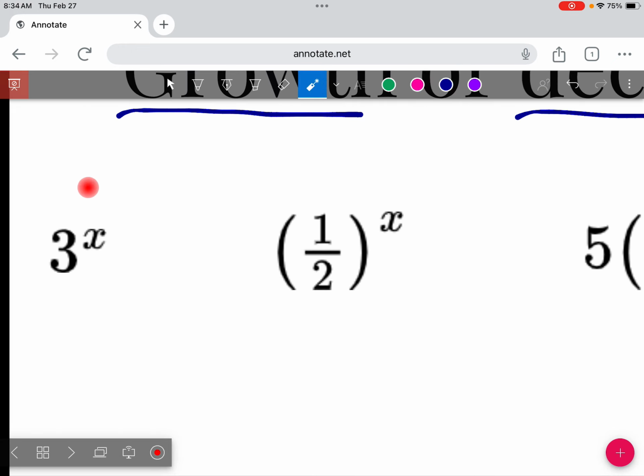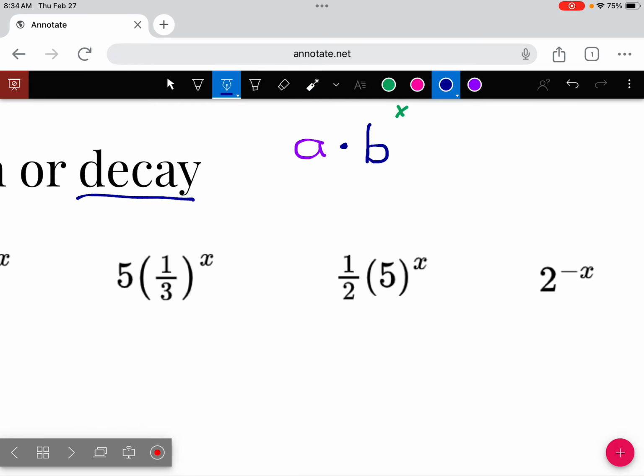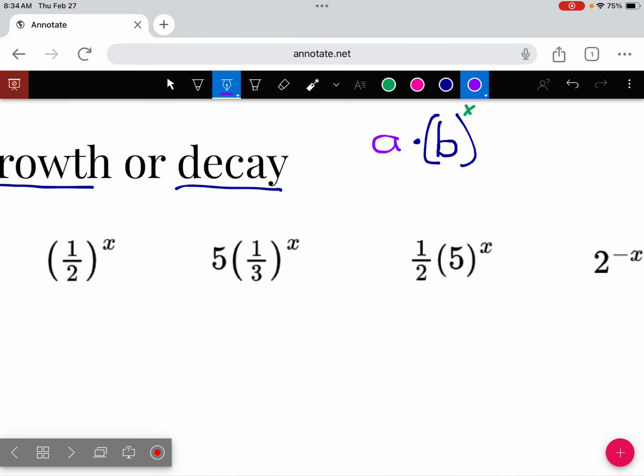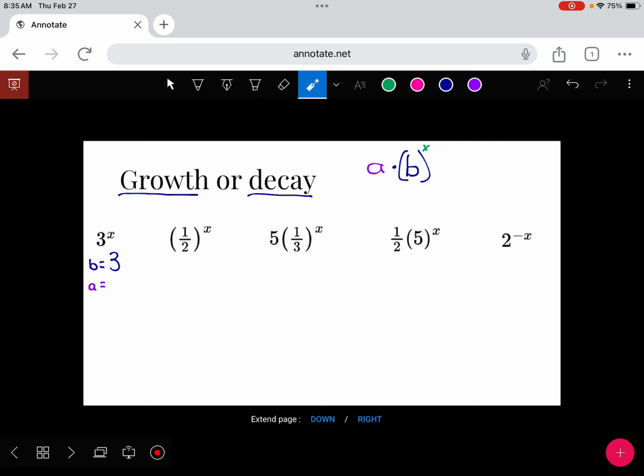So looking at 3 to the x here. What is my base? What is my B? The base is the piece that has the exponent. Sometimes it'll have parentheses. So our base here is 3. So what's my A on it? What's my starting value? Not 0, because it's multiplied. I think I heard it. 1. I was going to say, I heard it.